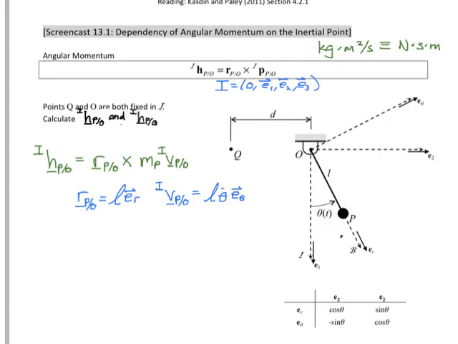So put all this into our expression. When we take the cross product of these two terms, we get an expression where you have the mass multiplied times L squared theta dot, and then it's the cross product of ER and E theta. So that's going to be in the positive EZ direction. Let's do a double check on our units. We have kilograms, we have meters squared, and then we have theta dot, which is in radians per second. So that satisfies our kilogram meters squared per second.